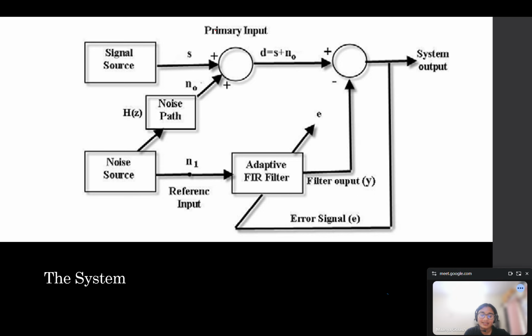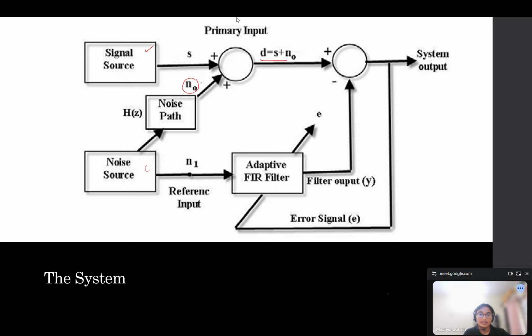Now we come to the nitty-gritties of that very system. Here is a block diagram that represents that very system that generates the anti-noise signal. So now here we have a signal source, say the music that you're listening to. This serves as the primary input. This is the noise source that is generated from the outside, and it adds a certain number of noisy signals that is added to your initial input. This forms the primary input.